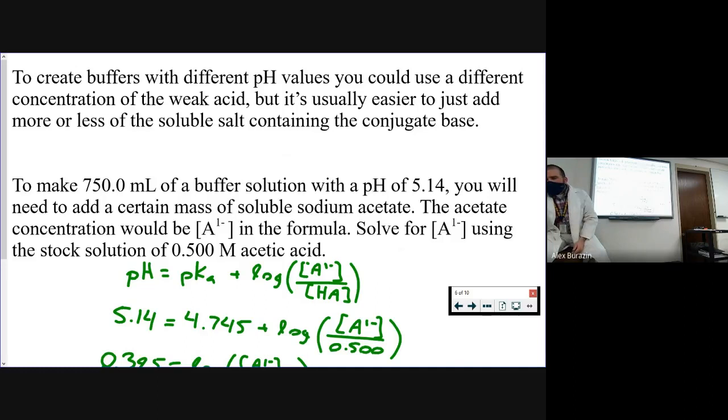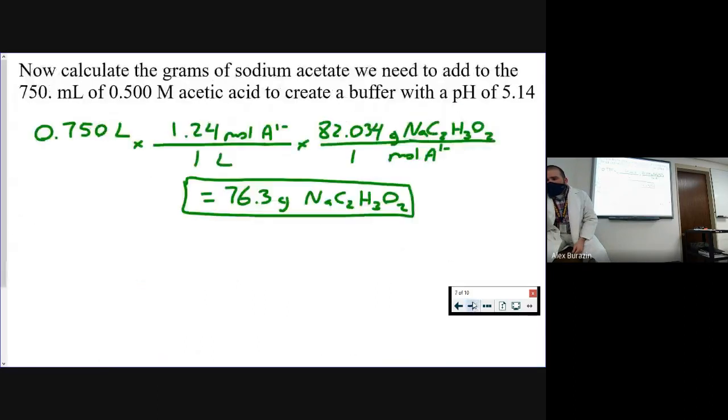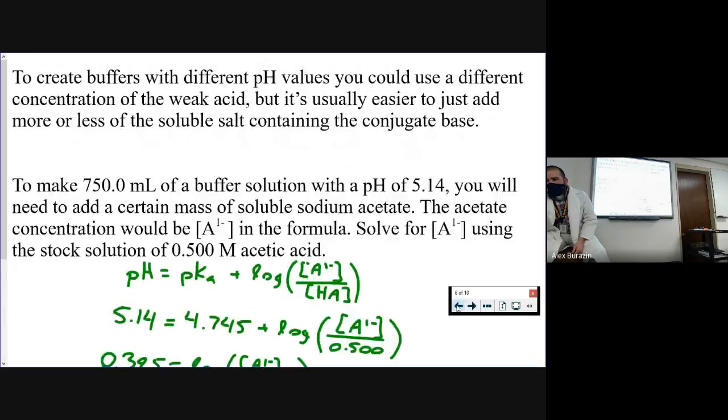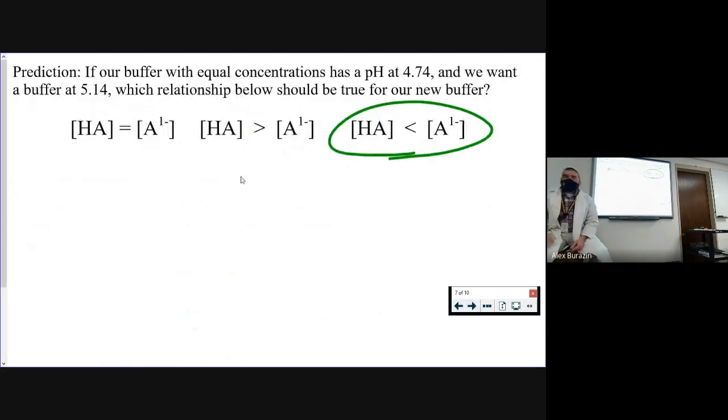Okay? If I were to mess with this ratio, HA and A1 minus, to make a good buffer, you probably want them to be close-ish together. The further you get away from a 1-to-1 ratio, the worse your buffer is going to be in terms of being able to neutralize other stuff, right?